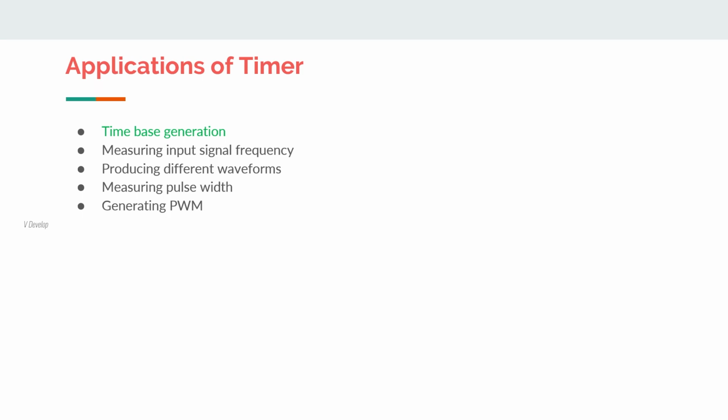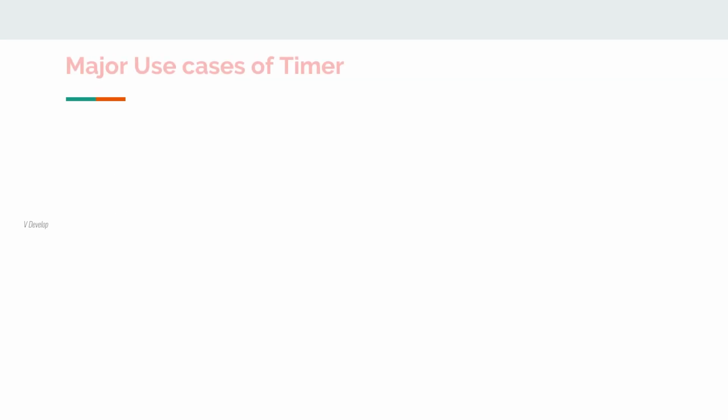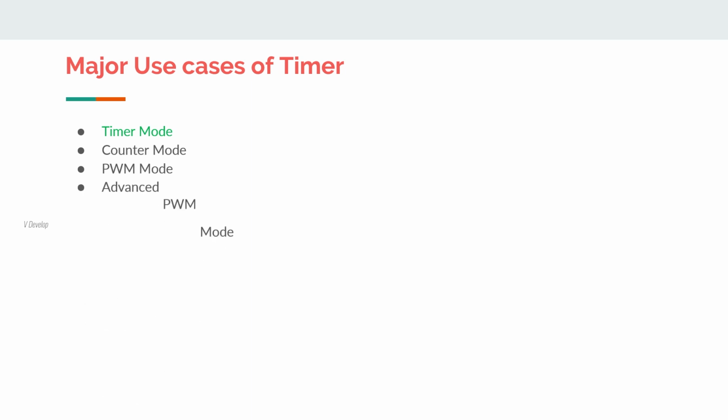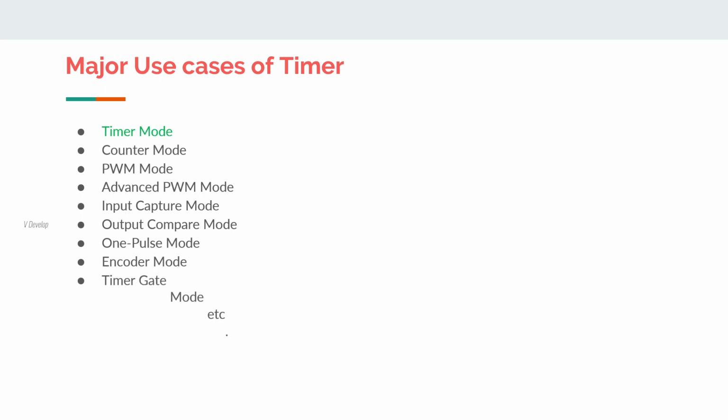For all these applications, the timer unit has to be configured in particular modes. In order to generate the time base, we have to configure our timer unit in timer mode. And there are several other modes or use cases like counter mode, PWM mode, advanced PWM mode, input capture mode, output compare mode, one pulse mode, encoder mode, timer gate mode, etc. I don't want to explain all these as I know theory will play well when it comes along with practicals. We will come again here once we are ready to implement all these use cases.